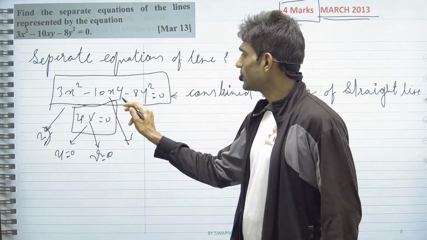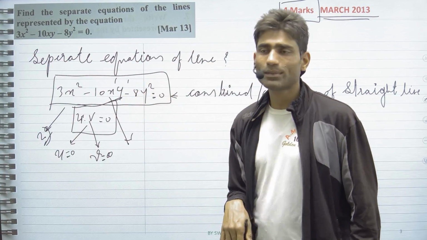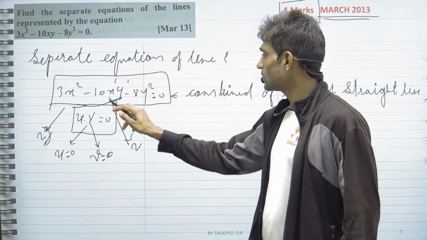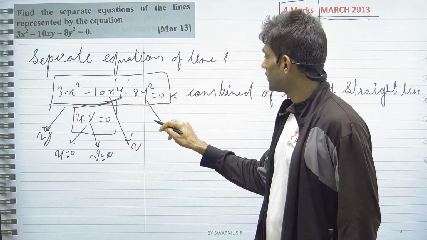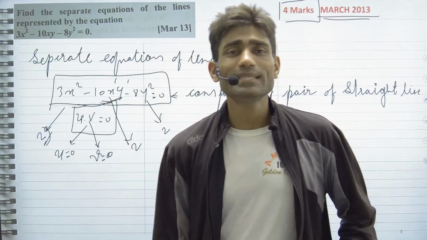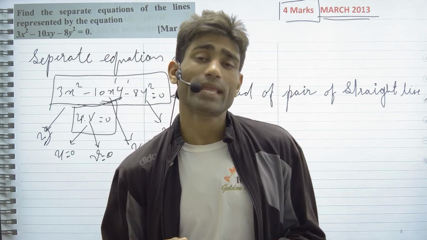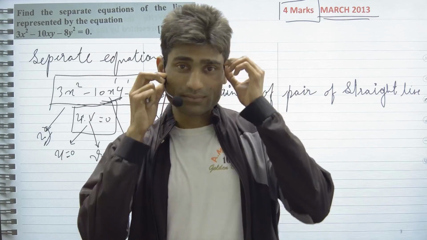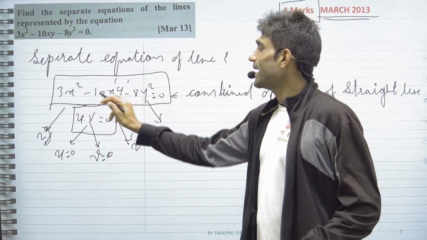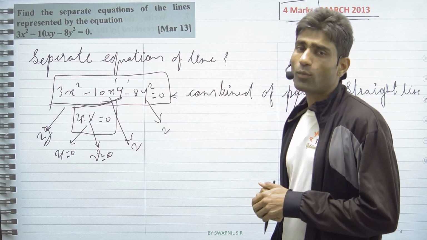Now let's go for the xy term. x is having power 1 and y is having power 1, so both together have combined power 2. The next term represents power 2 and the third term also represents power 2. That means all three terms give us power 2. So our given equation represents a homogeneous equation of degree 2 in x and y.